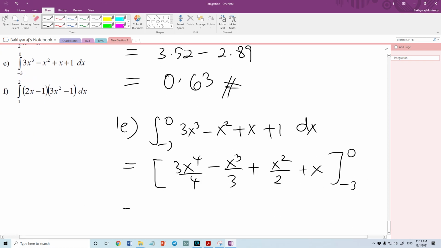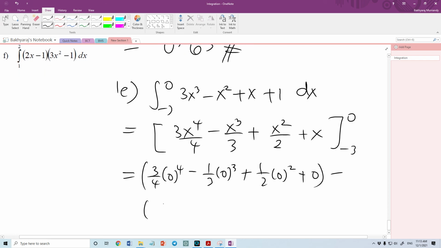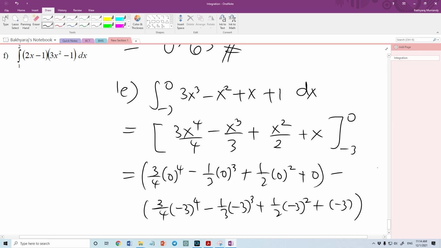Now we put the value. Of course you get 3 over 4, 0 to the power of 4, minus 1 over 3, 0 to the power of 3, plus 1 over 2, 0 to the power of 2, plus 0. Since all are zeros, definitely this becomes 0. Minus, now you substitute negative 3: 3 over 4, negative 3 to the power of 4, plus minus 1 over 3, negative 3 to the power of 3, plus 1 over 2, negative 3 to the power of 2, plus negative 3, close bracket.